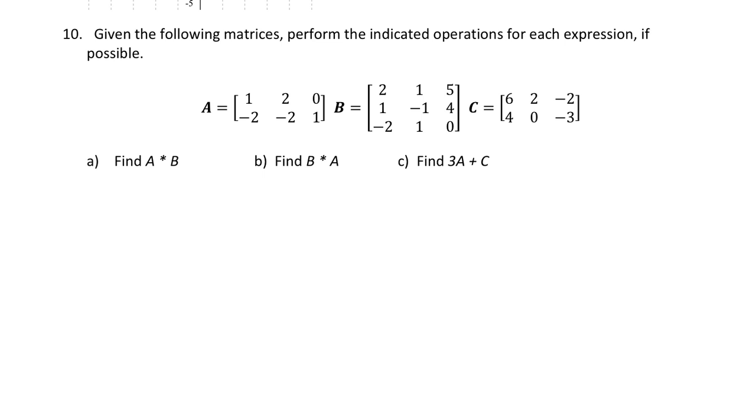Question 4. This is from Unit 4 now. Matrices and solving systems of equations. So in order to multiply two matrices together, the number of columns from the first matrix has to match the number of rows from the second matrix. So matrix A is a 2 by 3, and matrix B is a 3 by 3. So since the inside numbers match, the multiplication is possible.